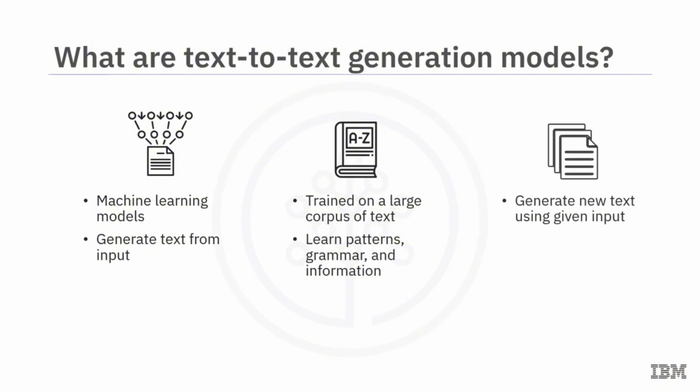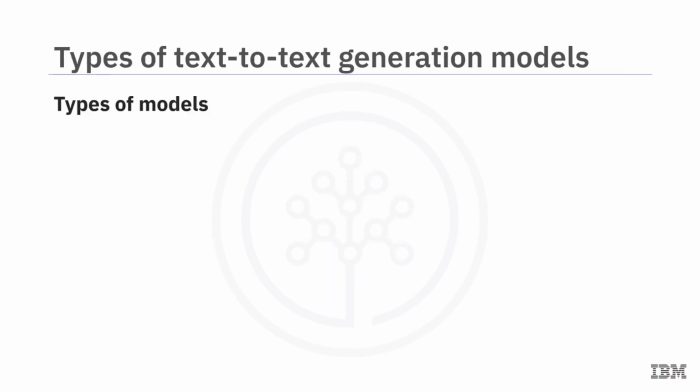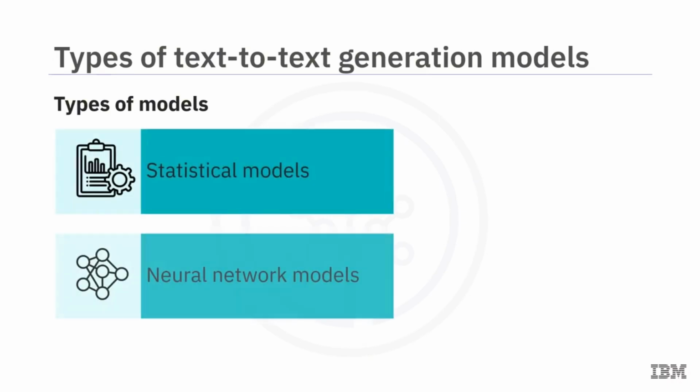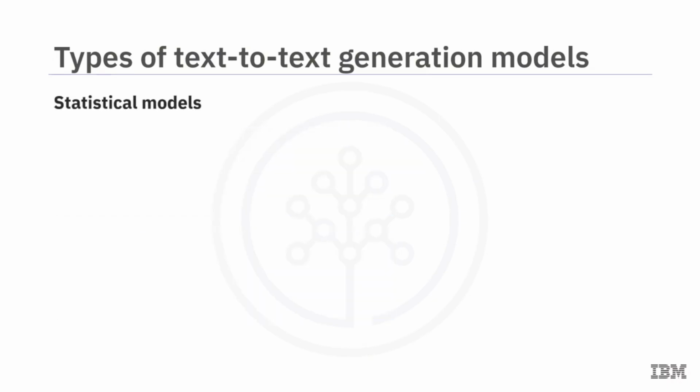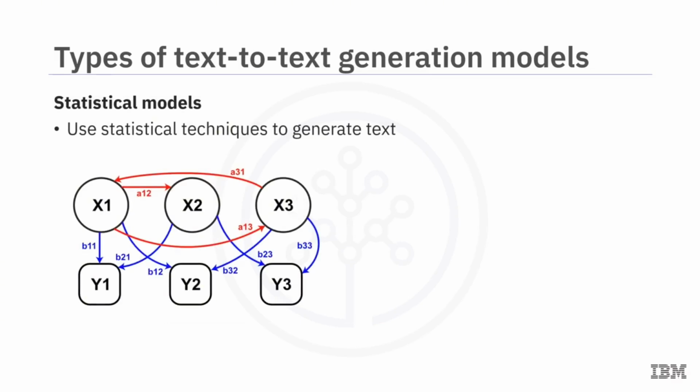Using this input, the models generate the new text and can generate a variety of text formats, including code, scripts, musical pieces, emails, letters, and so on. There are 2 main text-to-text generation models: statistical and neural network models. Statistical models use statistical techniques to generate text. One common statistical model is the Markov chain.